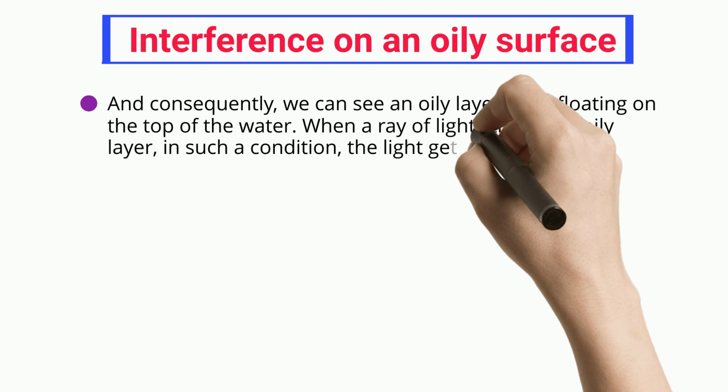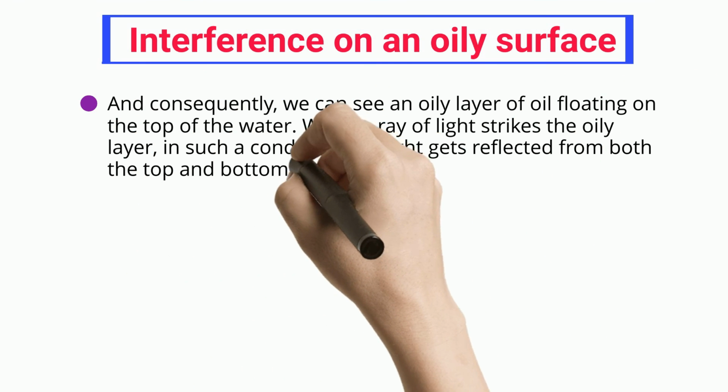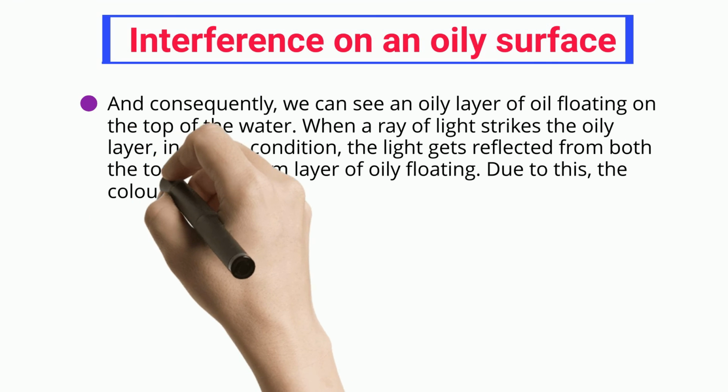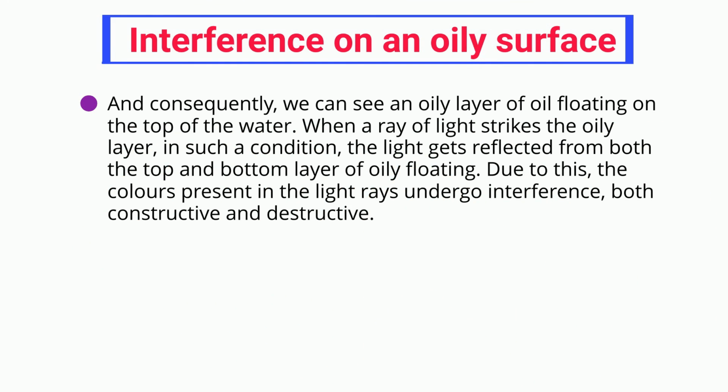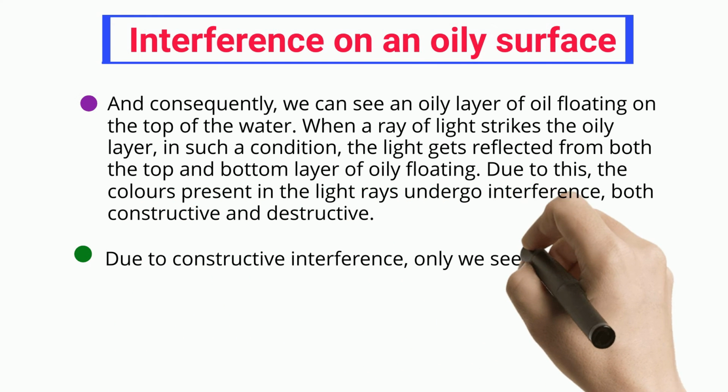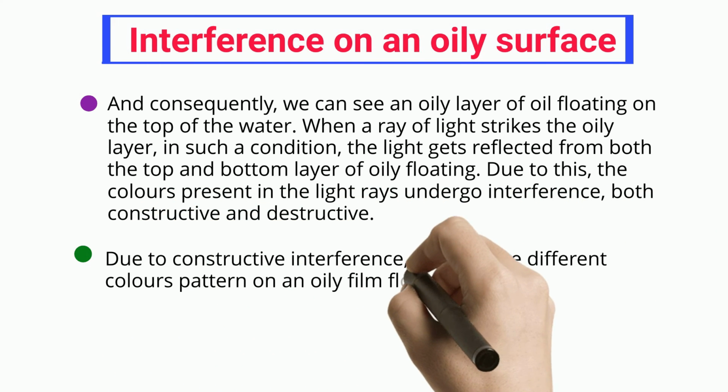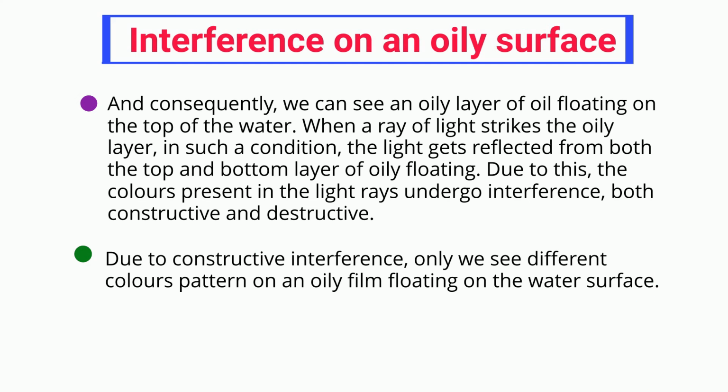When a ray of light strikes the oily layer, in such a condition, the light gets reflected from both the top and bottom layer of the oily film. Due to this, the colors present in the light rays undergo interference, both constructive and destructive. Due to constructive interference, we see different color patterns on an oily film floating on the water surface.